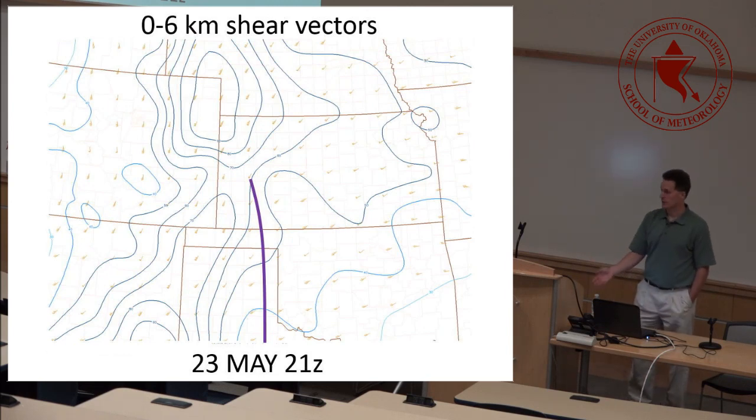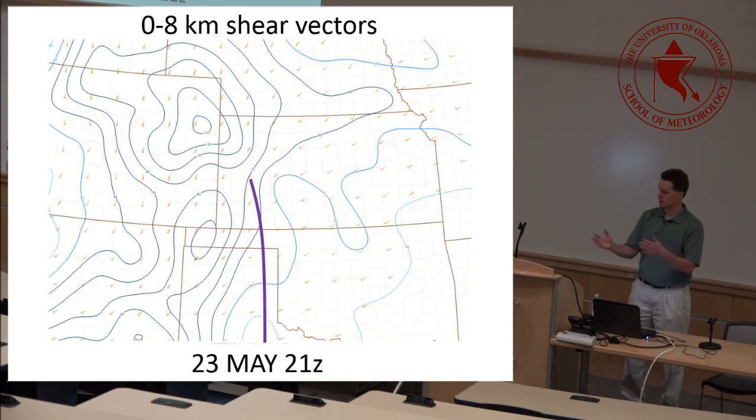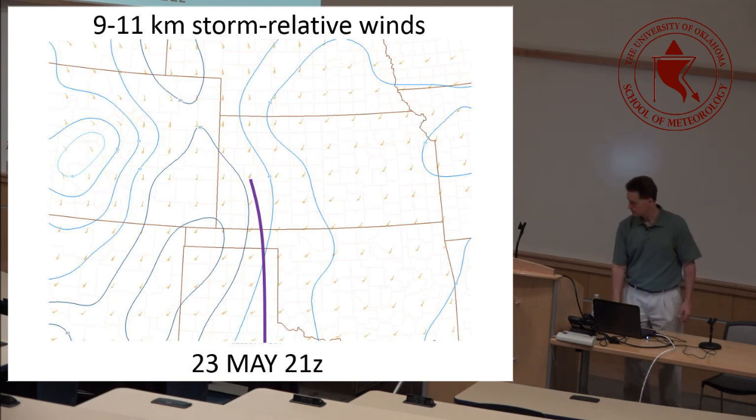Shear vector orientation well into the supercell range, oriented largely across the boundary. Even though the 500 flow was out of the south-southwest, the shear vectors are more southwest-northeast. So there's a pretty large component across the boundary in this case. Same sort of thing with 0 to 8. It's 45 to 60 degrees across the boundary. And again, especially up into Kansas, you're well into the supercell range. Storm relative winds, same thing. So they're all kind of aligned in this case.